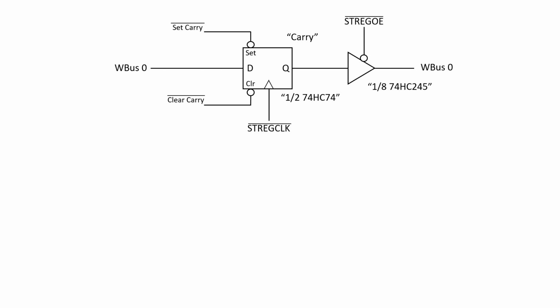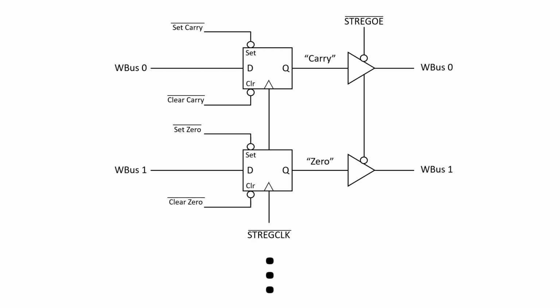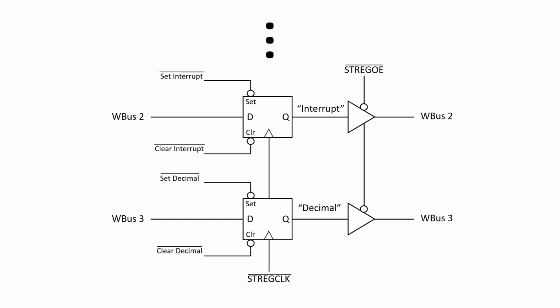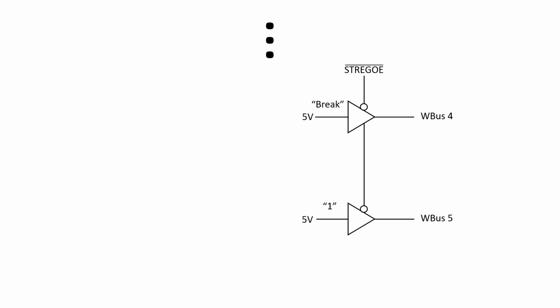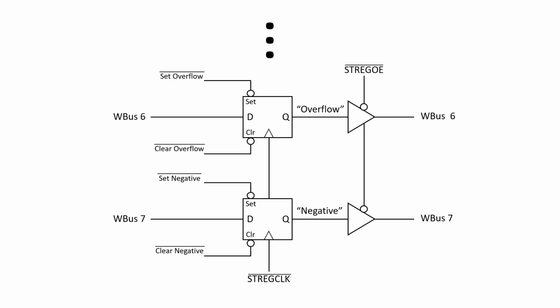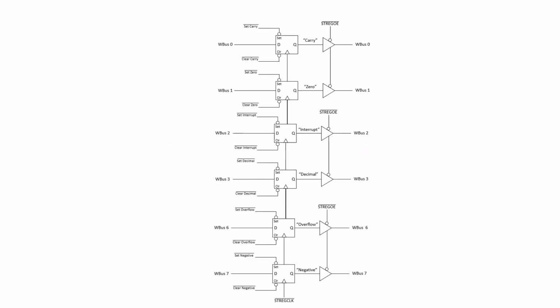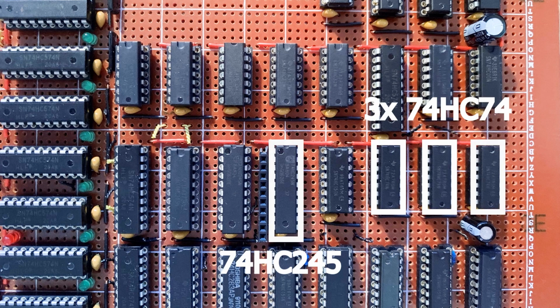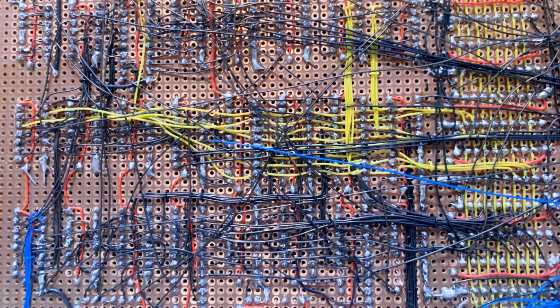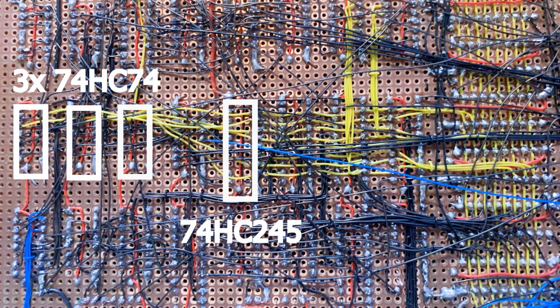For now, we just replicate this circuit for the zero flag, the interrupt and decimal flags. Without interrupt, we don't actually need registers for bits 4 and 5, but we do need them for the overflow and negative flags. In total, we need 3 74HC74s and a single 74HC245. You can see these chips here on the prototype, and underneath you can see the yellow wires connecting the W bus.